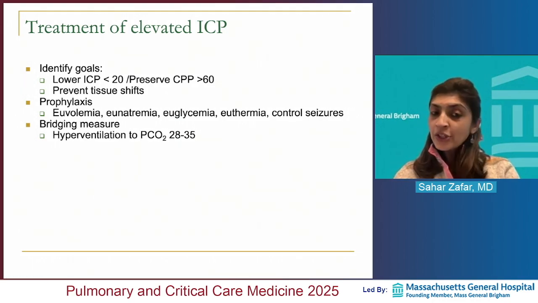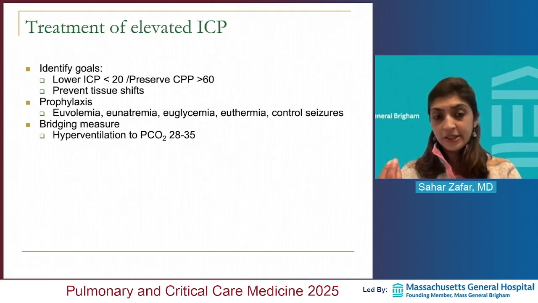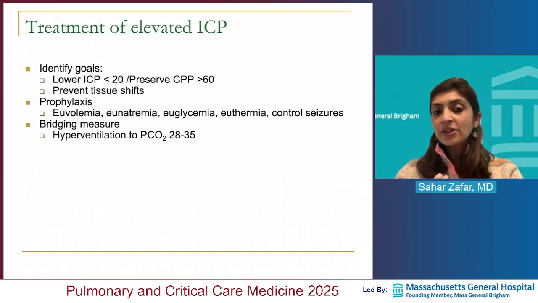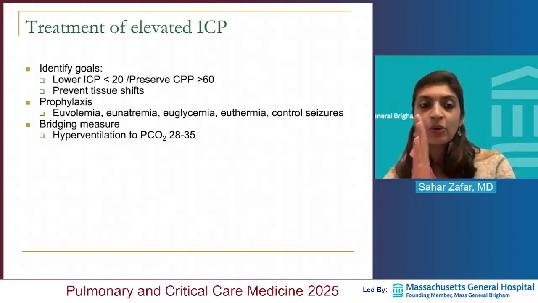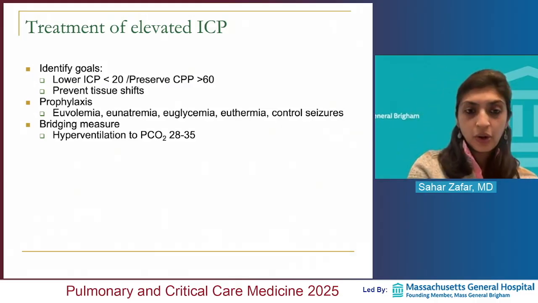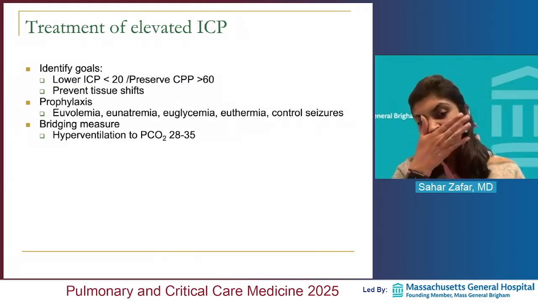Then there are bridging measures. We talked about how the cerebral vasculature is sensitive to PCO2, and that rises can result in vasodilation and higher ICP. And so we do consider hyperventilation if there is an ICP crisis, but this is only used as a temporizing measure until we can get hyperosmolar agents, as we're rushing a patient to the operating room.